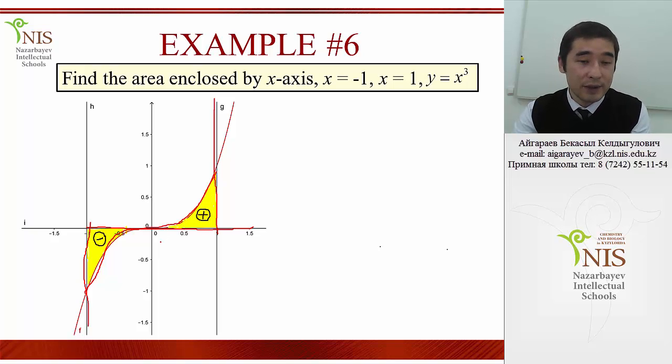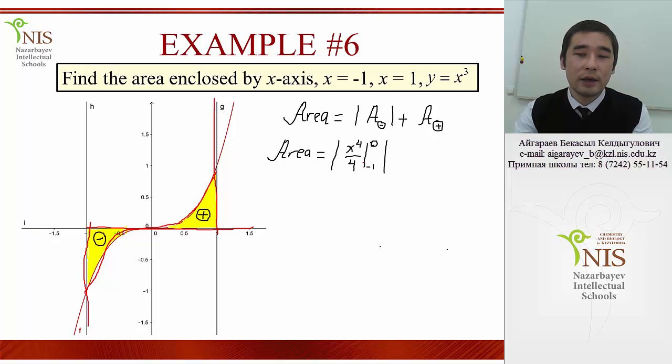But the area cannot be 0 here. It's bigger than 0. So to calculate this, we have to find the area below the x-axis and take the modulus, the absolute value of it, and then add it to the positive area, which is above the x-axis. So my area will be the modulus of the negative area plus the positive area.